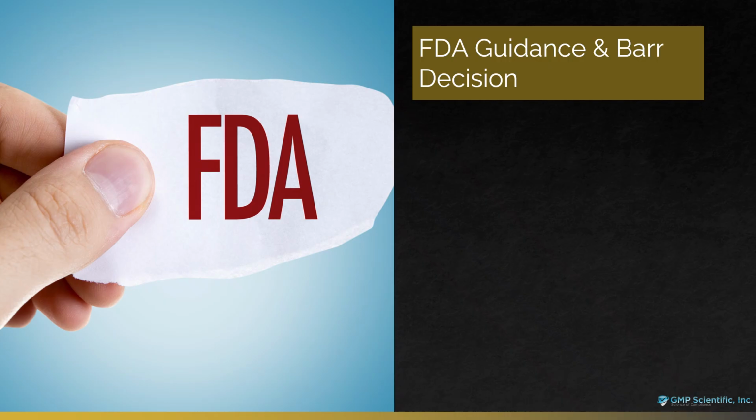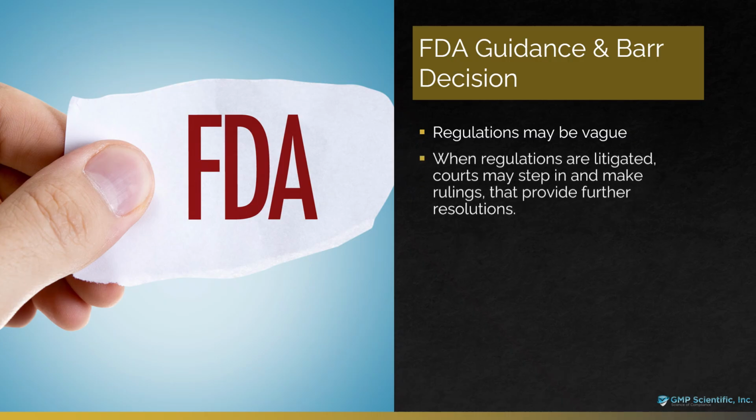FDA guidance documents explain the agency's current thinking when regulations do not provide detailed instructions. Court decisions, such as the Barr decision, have also influenced how investigations are expected to be conducted, particularly for laboratory failures.